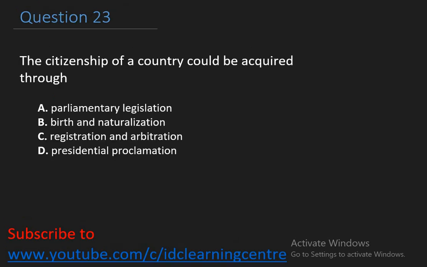Question 23. The citizenship of a country could be acquired through A. parliamentary legislation, B. birth and naturalization, C. registration and arbitration, D. presidential proclamation. The right answer is B. The citizenship of a country could be acquired through birth and naturalization.